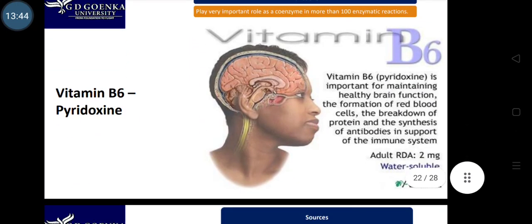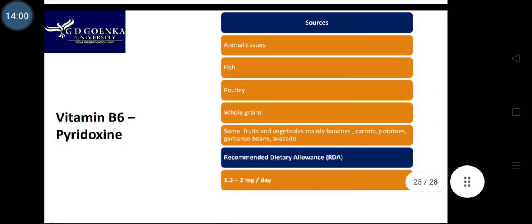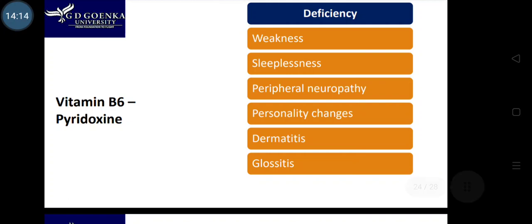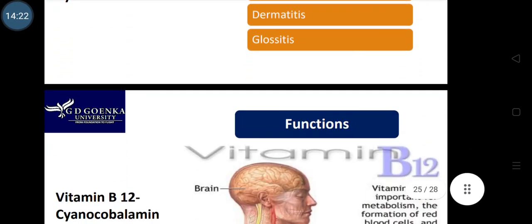B6 is important for maintaining healthy brain function, the formation of red blood cells, the breakdown of protein, and the synthesis of antibodies which support the immune system. The dietary allowance is 2 mg per day, and B6 is usually found in animal sources, fish, poultry, whole grain, fruits, and vegetables. The dietary allowance is 1.3 to 2 mg per day. B6 deficiency leads to weakness, sleeplessness, peripheral neuropathy, personality changes, dermatitis, and glossitis.